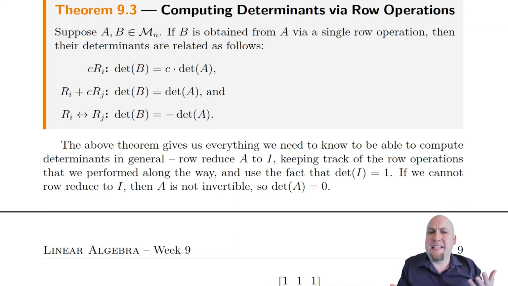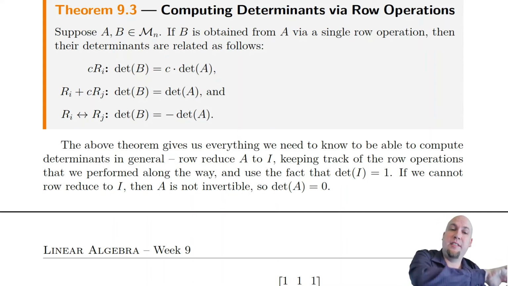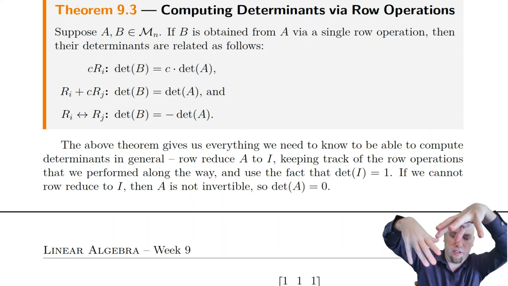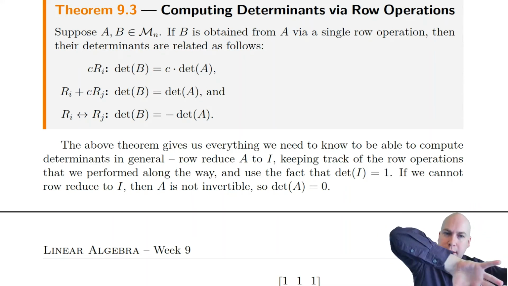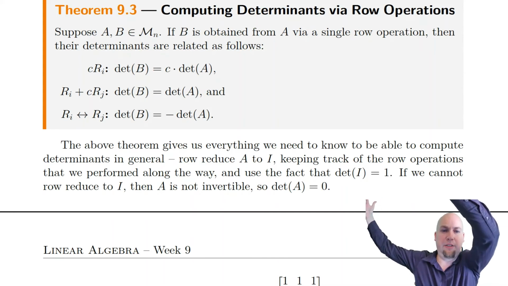So basically, if you want to compute the determinant of a matrix, just row reduce it all the way down to the identity matrix if you can. And if you get the identity matrix, then you can trace back how you changed the determinant along the way. I know the determinant of the identity matrix is 1, and I changed it here and here and here, so what was the determinant of my original matrix?